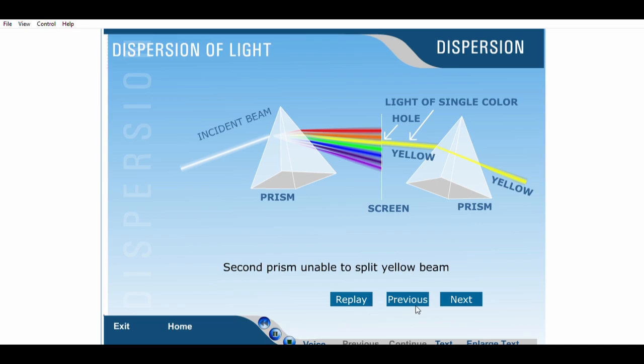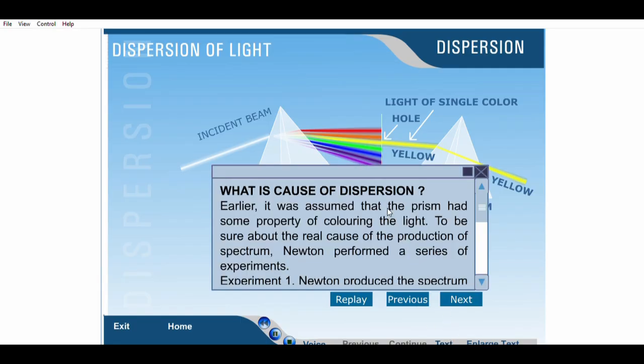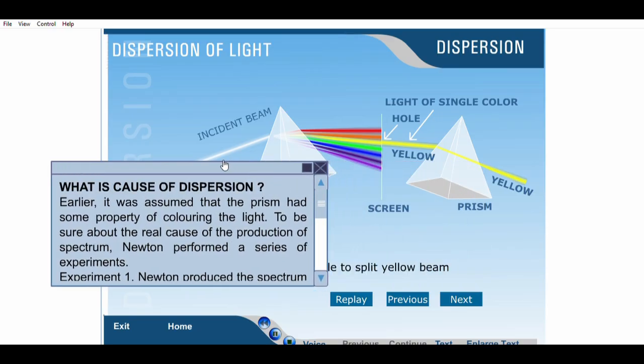What is the cause of dispersion? Earlier, it was assumed that the prism had some property of coloring light. To be sure about the real cause of the production of a spectrum, Newton performed a series of experiments.